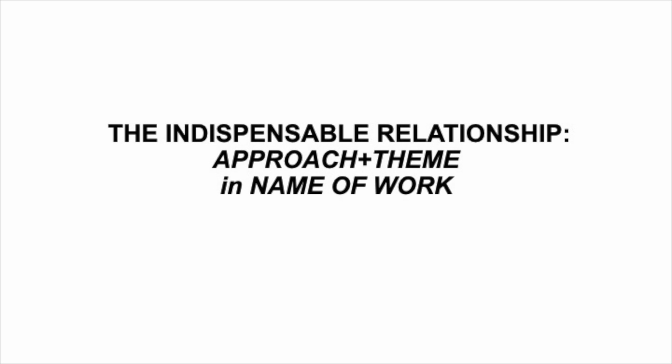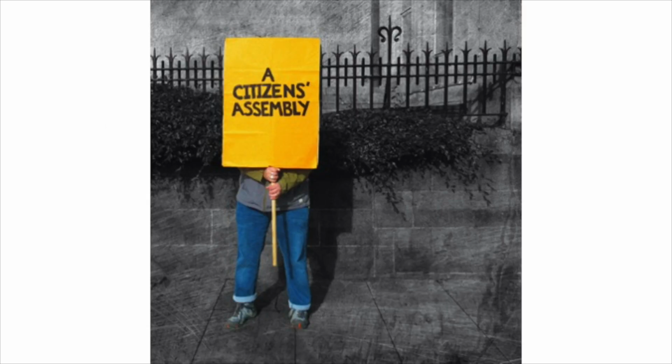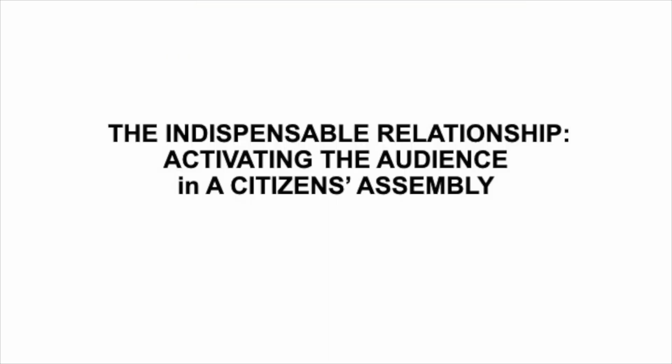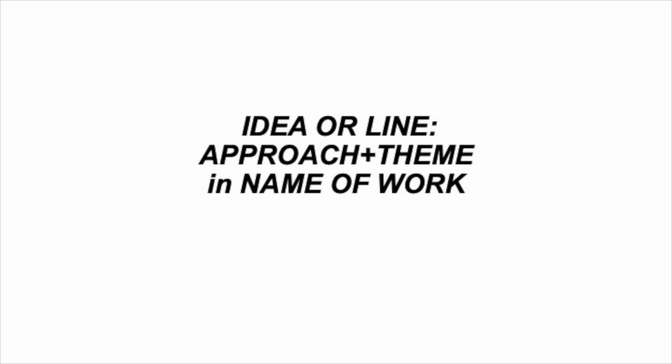So I've decided, for the purposes of this exercise, to imagine that I, Andy Smith, am going to write a 2,000 word essay about my work a citizens' assembly. This work has ideas of an activity in audience at its heart. So I use the formula and I complete the title by writing this. The indispensable relationship, activating the audience in a citizens' assembly. So using the formula like this, I've created my title like this.